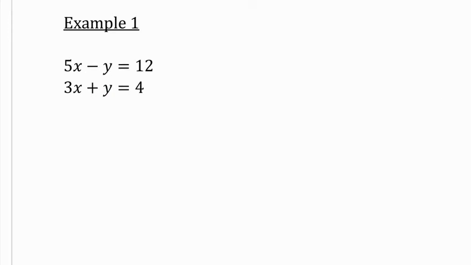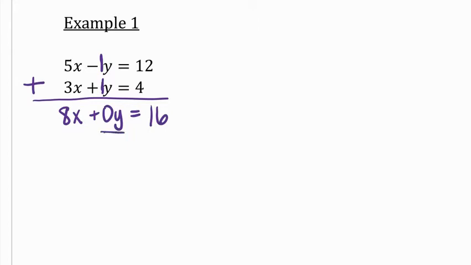Okay, so now once we have that situation, I can just draw a line underneath our equations, and we're going to add the two equations together vertically, right? So 5x plus 3x gives us 8x. But then negative 1y plus positive 1y, I would end up with 0y, right? And then 12 plus 4 gives us 16. So that 0y is just 0. So if I get rid of that, then all I have left is 8x equals 16. And then if we divide both sides by 8, then x equals 2.